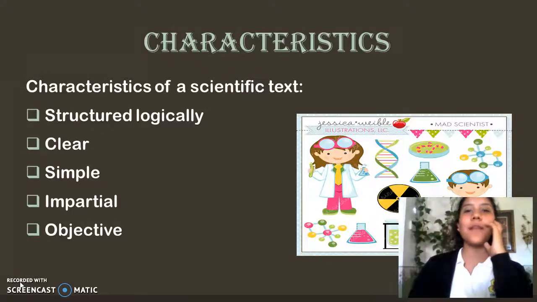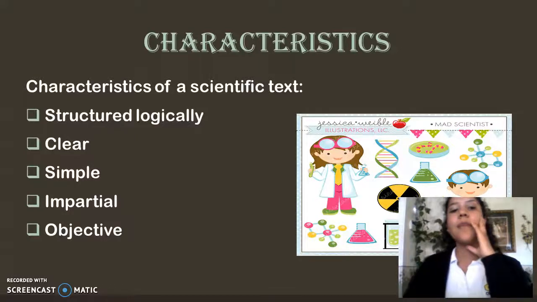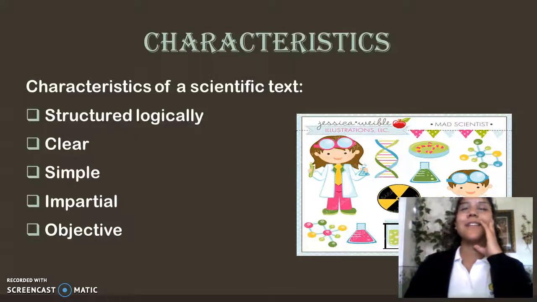Now I'm going to talk about the characteristics of a scientific text. The first one is that it is structured logically. This means that the ideas and the processes are expressed in a logical or chronological order. The text is divided into sections with clear headings. Another characteristic is clearness. It avoids unnecessary details, like obvious things that we already know from the context.